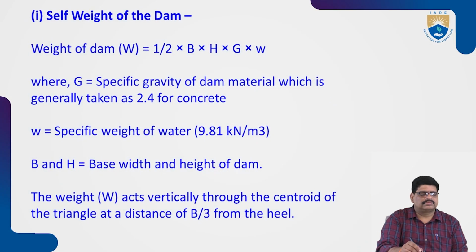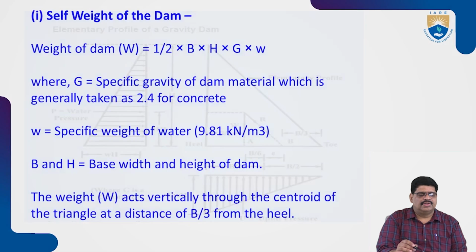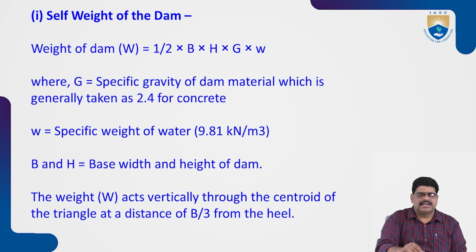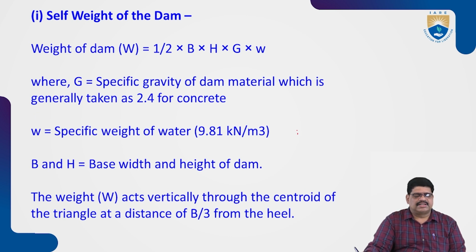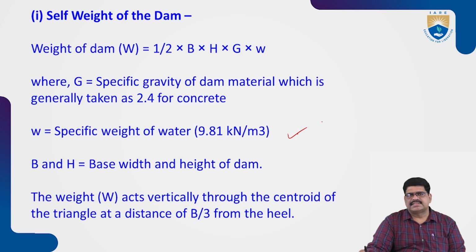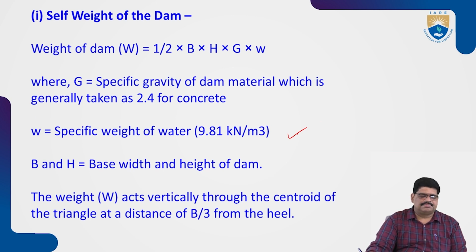Next, the self weight of the dam. The self weight is 1 by 2 into B into H into G into gamma W, where G is the specific gravity of the dam, which is generally taken as 2.4 for concrete, and the specific weight of water is 9.81 kilonewton per meter cube. B and H are the base width and the height of the dam. The weight W acts vertically downwards at B by 3 from the heel.